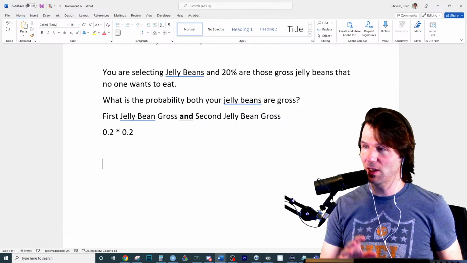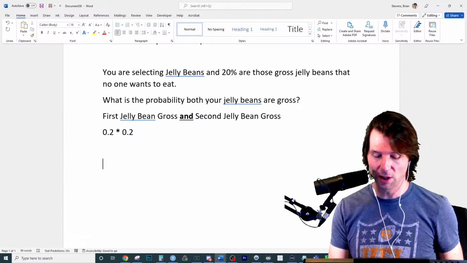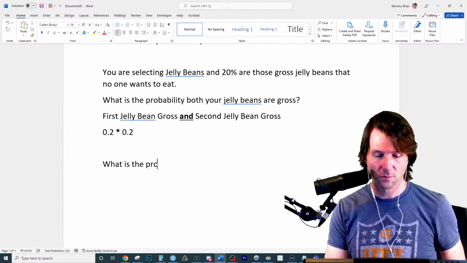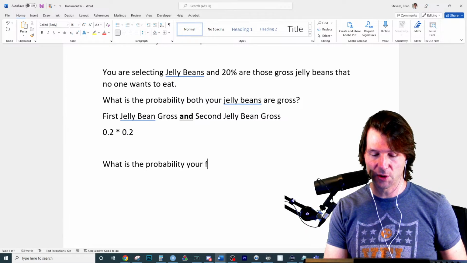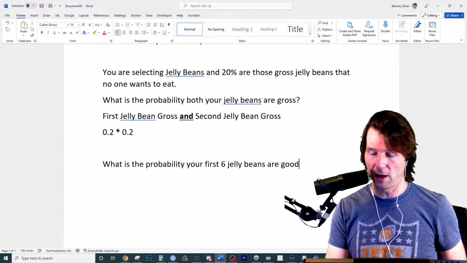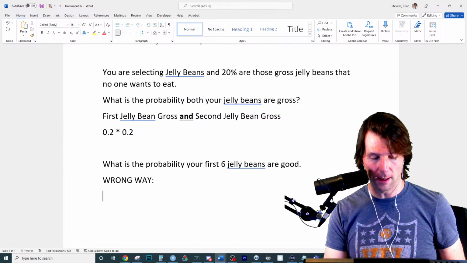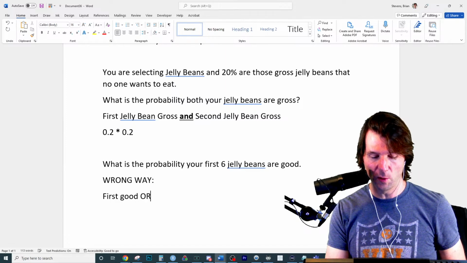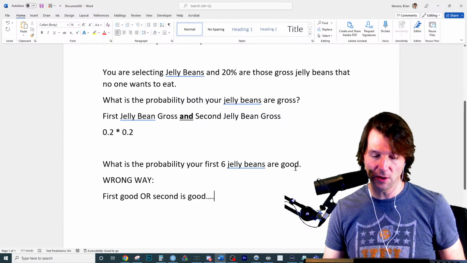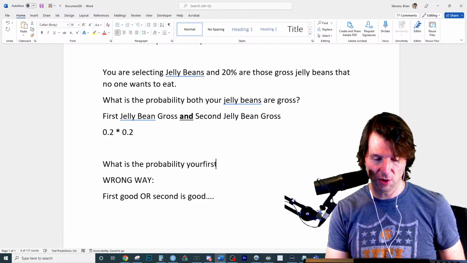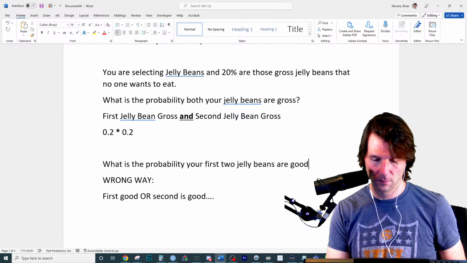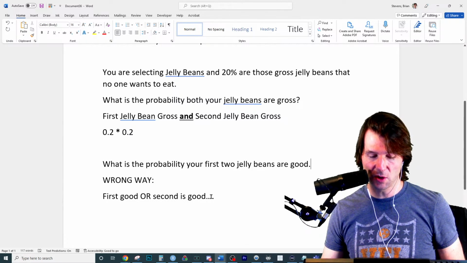And think about how it could go wrong if we use the rule of addition. What's the probability your first 2 jelly beans are good? Now, if you use the addition rule for this, let's look at the wrong way. Wrong way: first is good, or second is good. Your first 2 jelly beans are good, so this is first is good or second is good.